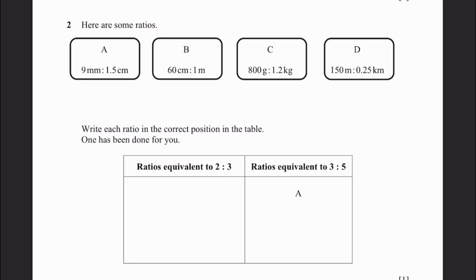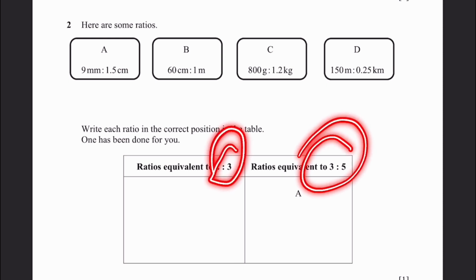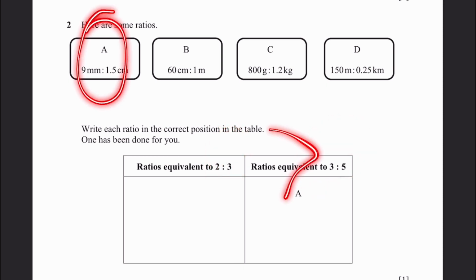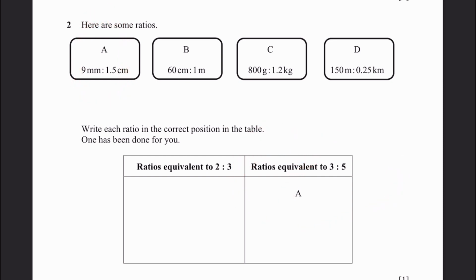Question 2, here are some ratios. Write each one in the correct position in the table. One has been done for you. Ratio is equivalent to 2 is to 3. Ratio is equivalent to 3 is to 5. It has been put in the second one, ratio equivalent to 3 is to 5, because that's 9 millimeters is to 15 millimeters, which is equal to 3 is to 5. Now for B, 60 centimeters to 1 meter, that'll be 60 is to 100, which is 3 is to 5.